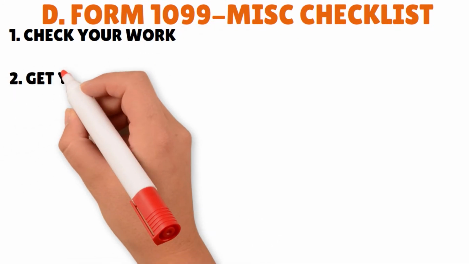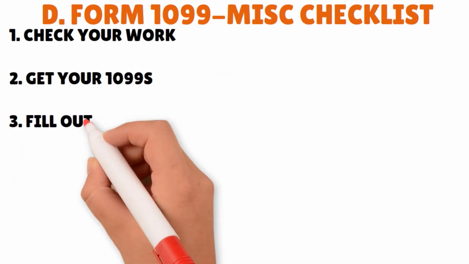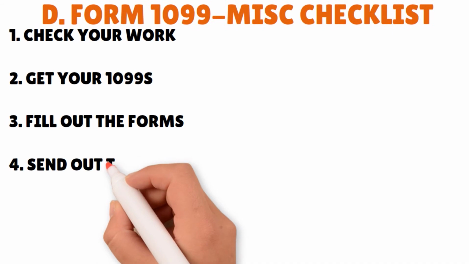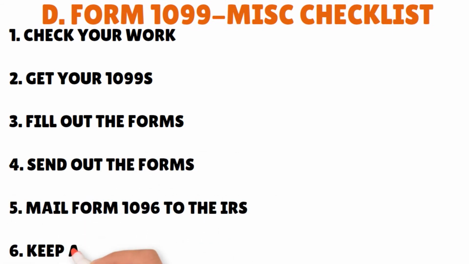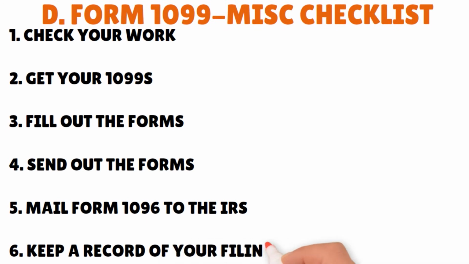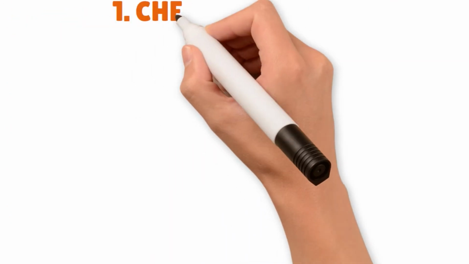Second, you want to get your 1099s. Third, you want to fill out the forms. Fourth, you want to send out the forms. Fifth, you want to mail Form 1096 to the IRS. And 7, you want to keep a record of your filing. Let's just go a little deeper here.